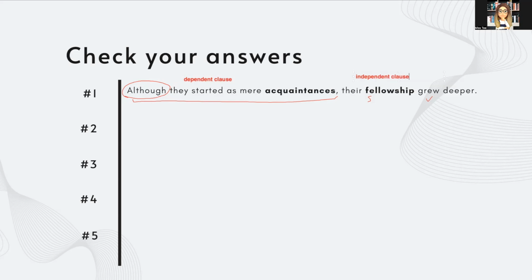We know it's an independent clause because it can stand by itself, no problem. If we only had that sentence, it would make perfect sense. And so after our dependent clause, whenever we start with a dependent clause that has a conjunction, we're going to put a comma. So that's why we have a comma in the middle there.